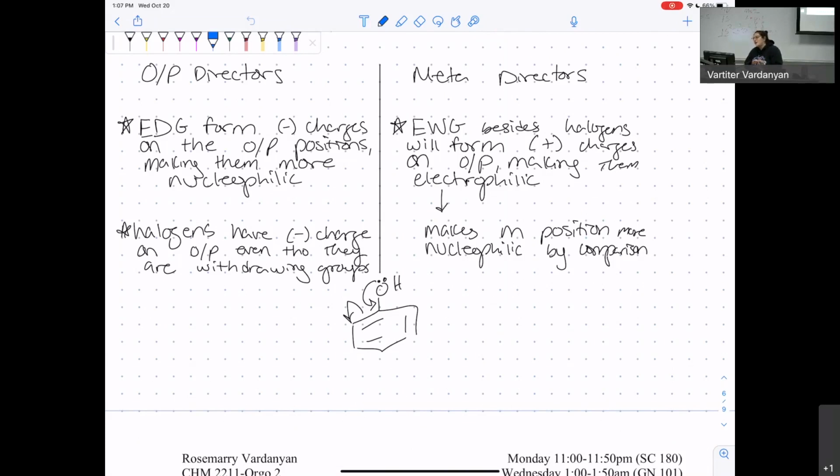And then the meta directors are going to be all of the electron withdrawing groups besides halogens. And the reason they direct meta is because when they do resonance, they form a positive charge on the ortho and para positions, which make them super electrophilic. And that by default makes the meta positions more nucleophilic.